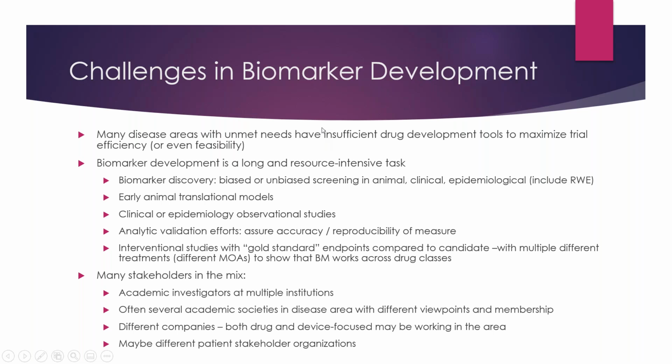Firstly, you need to start with a discovery process in order to identify a biomarker of interest in the condition or attached to the target approach that you intend to use. And this requires biased and unbiased screenings in animal, clinical, and epidemiological investigations, including real-world evidence-type approaches. It is necessary to develop some early animal translational models in which the biomarker of interest can be assessed, and to link these with clinical or epidemiological observational studies in which the marker is measured and then can be correlated with an eventual clinical effect.